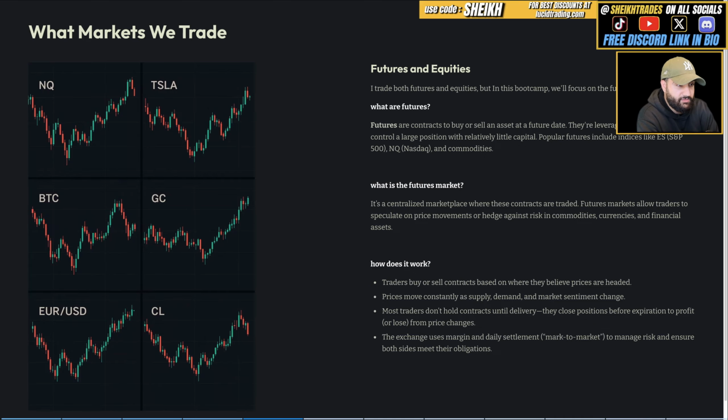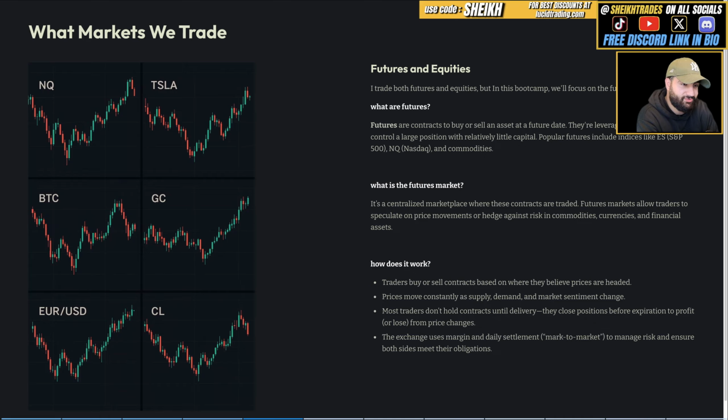So I trade both futures and equities, but in this bootcamp we'll focus on the futures market, and everything you'll learn is applicable to equities, futures, CFDs, any market you trade, metals, commodities. What are futures? Futures are contracts to buy or sell an asset at a future date. They're leveraged, meaning you can control a large position with relatively little capital. Popular futures include indices like ES, the S&P 500, NQ, the Nasdaq, and commodities.